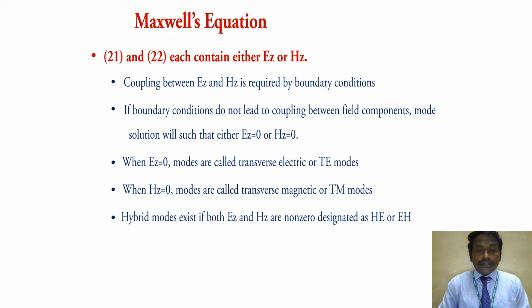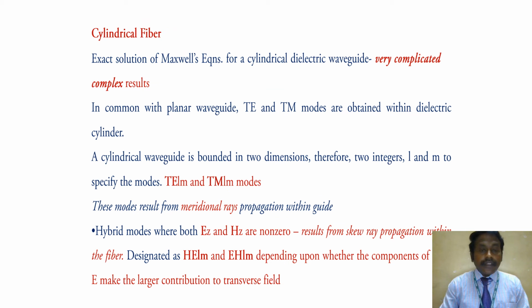So when Ez equals 0, then we can say that it is a transverse electric mode. Similarly, when Hz is 0, then it is called transverse magnetic. So the hybrid mode exists if both are non-zero, or we can say that it's a degenerated mode of HE and EH. Then we go for the structure of the fiber.